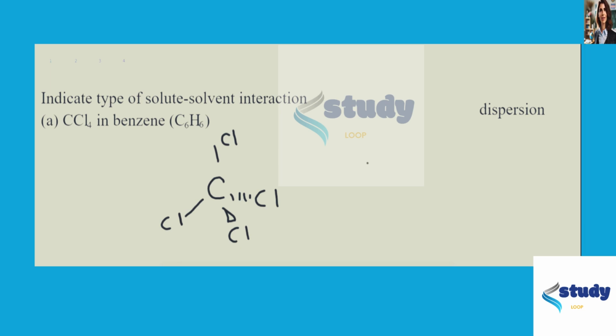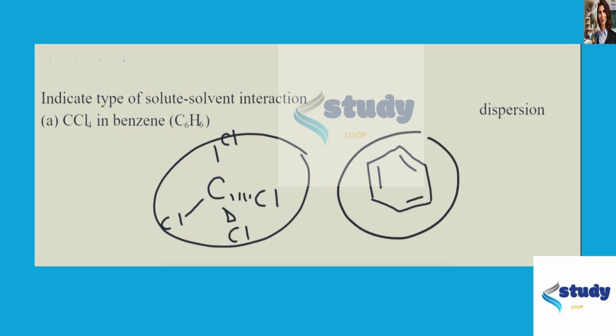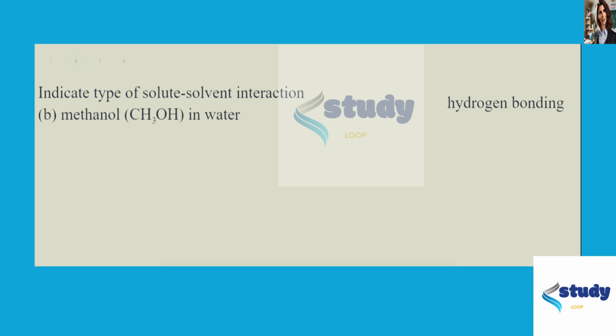Benzene is also a nonpolar molecule. So it's 6 carbons connected by single and double bonds. So at each vertex, I have a carbon atom. And it's also symmetric, nonpolar bonds. So this is a nonpolar molecule with another nonpolar molecule. When those two types of molecules interact, what you have are dispersion interactions.